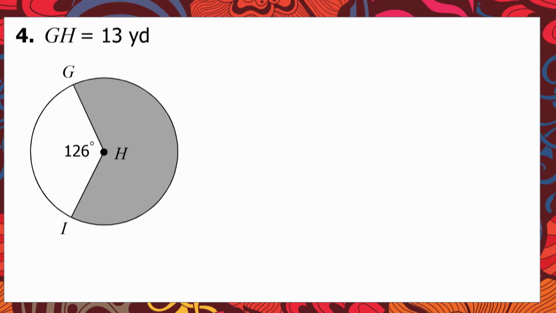So we're now going to skip to number 4. Again, we're going to start out by writing down the formula. So area is x pi r squared, divided by 360, and we need to know what x is and what r is, because pi and 360 are both numbers. It tells us that G to H is 13 yards, and you can see that that is from the outside straight to the center, so that's going to be our radius.